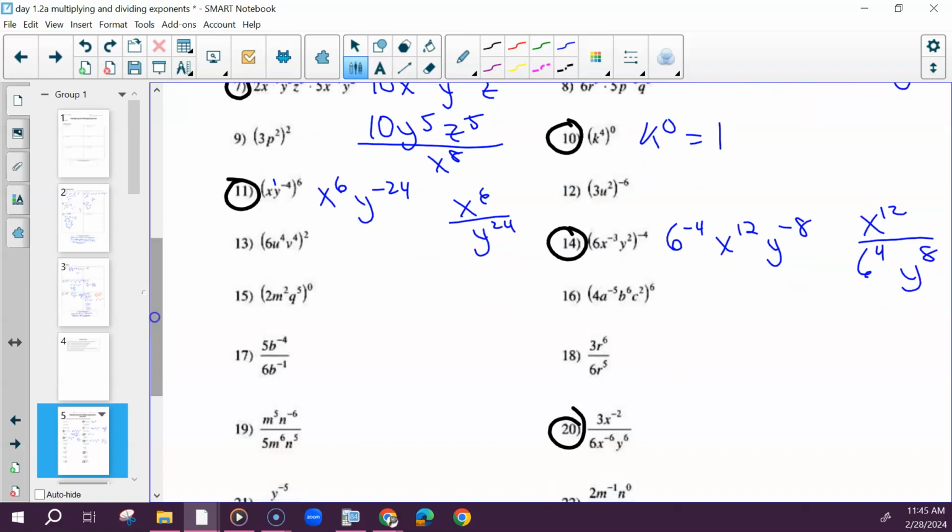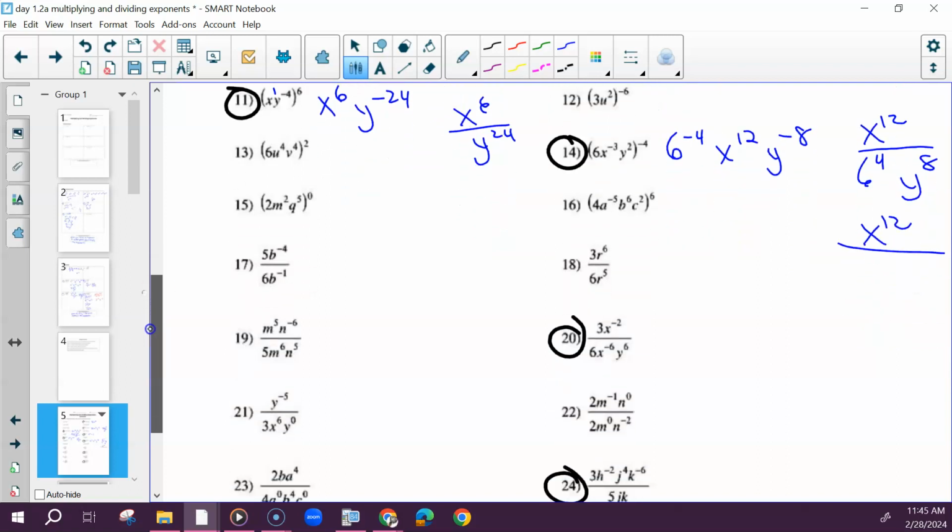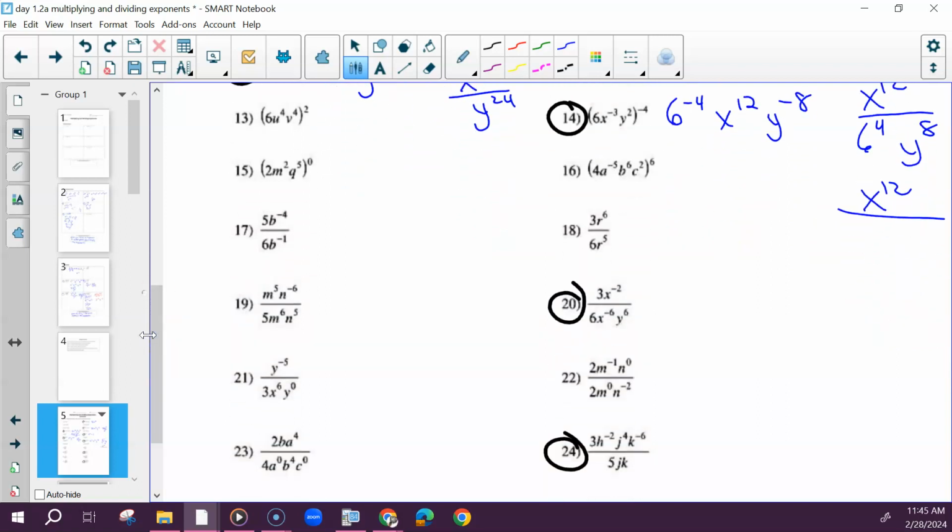Someone tell me what 6 to the 4th is. Isn't that 16? No. 1,296. 1,296. Because it's 6 times 6, which is 36, times 6 again, which is something in the hundreds, and then times 6 again. Questions on that one?